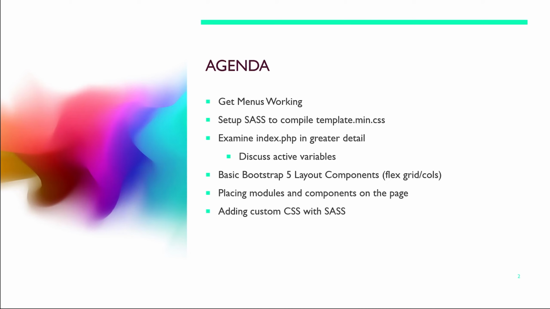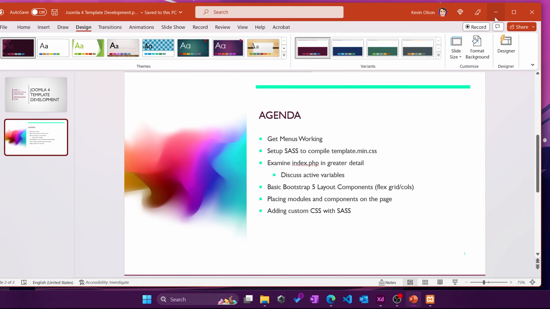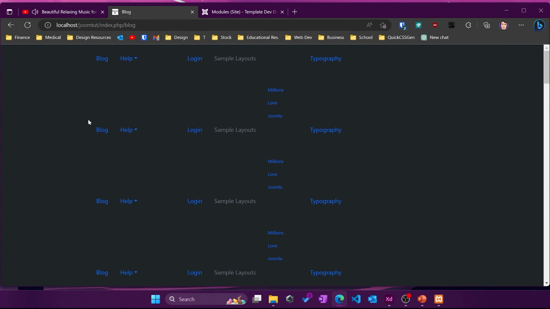In this lesson, we're going to look at getting the template styled and working the way we want it to. So the agenda is to first get the menu system working, then we're going to set up SASS again with our template style sheets. We're going to examine index.php in greater detail. We'll take a look at Bootstrap 5 and some basic layout components such as the flex grid and columns. We will place modules and components on the page. And again, we'll look at adding custom CSS with SASS. So without further ado, let us begin here.